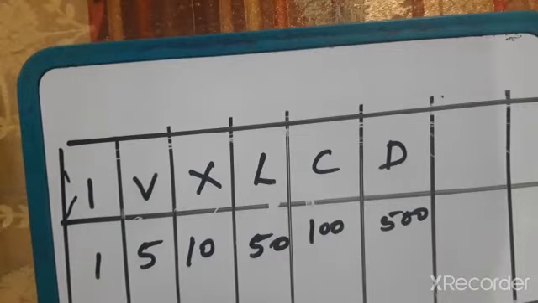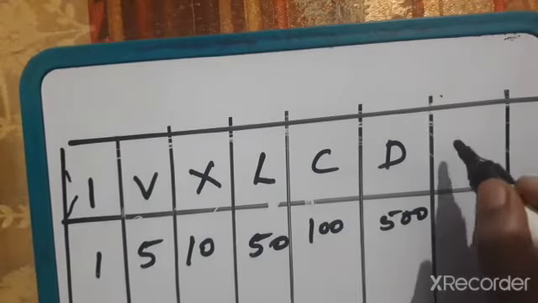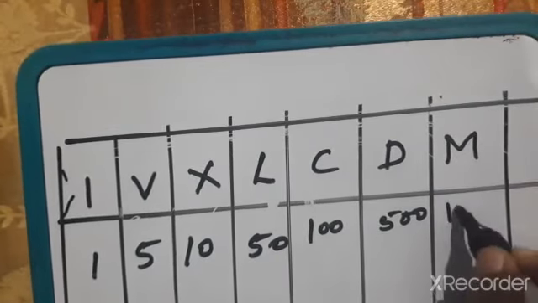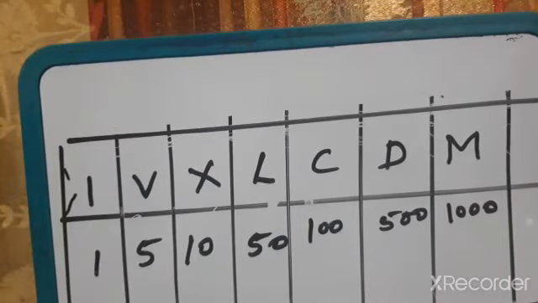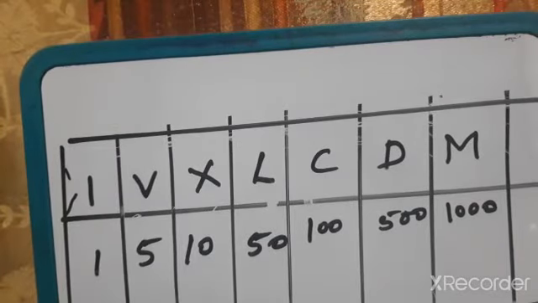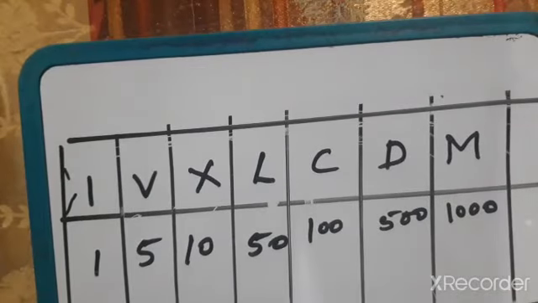But after delivery, what did we receive? A medium size dress of 1000 rupees cost. Understand? So here I means value 1, V means 5, X means 10, L means 50, C means 100, century, D means dress cost 500, but after delivery we received a 1000 rupees dress of medium size.